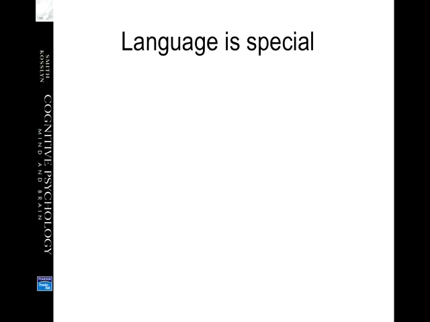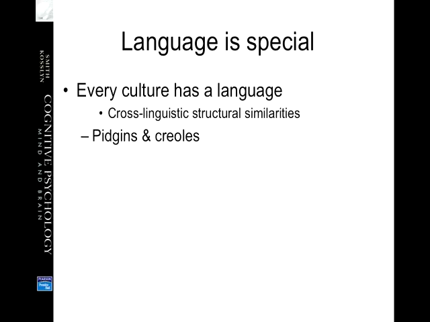So starting with language is special, let me convince you that it's innate. Every culture has a language, which implies that it is sort of innate, because otherwise you would see some that do and some that don't, just probabilistically. And there are these cross-linguistic structural similarities between languages. If all things were equal due to chance, you wouldn't necessarily see languages all having the same structure and grammar rules, and the overlaps would not be as large.